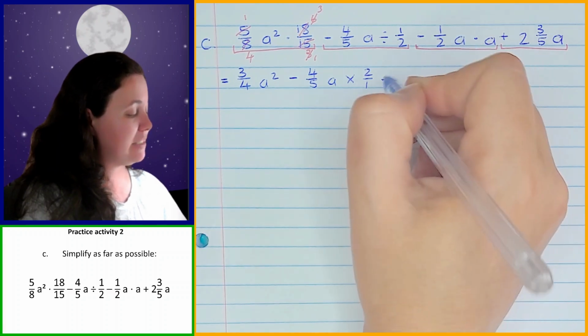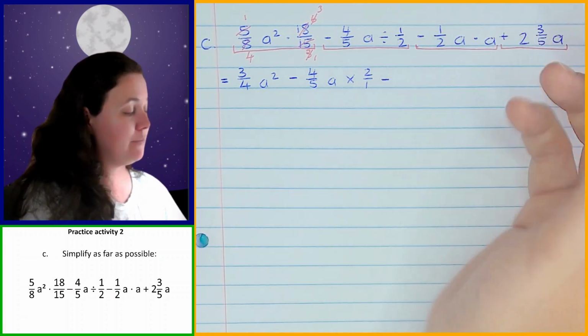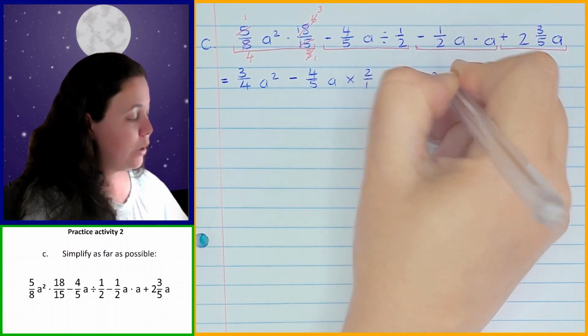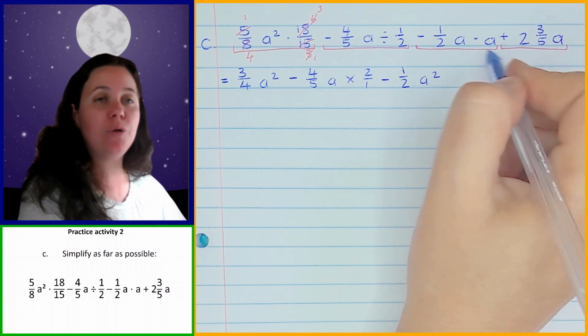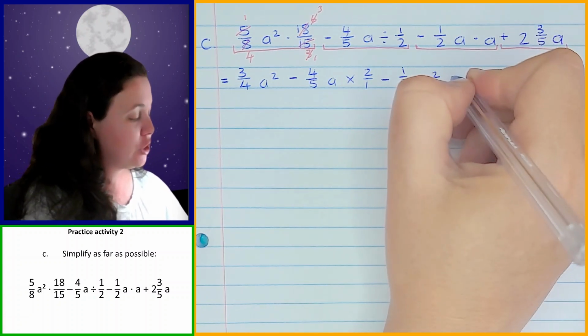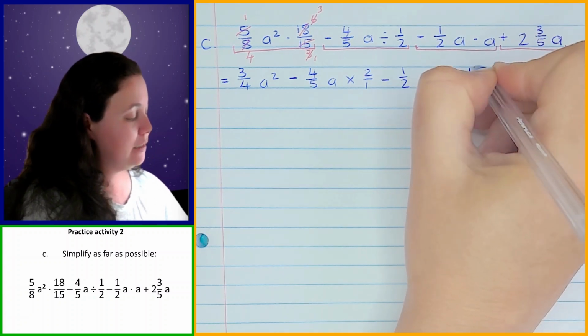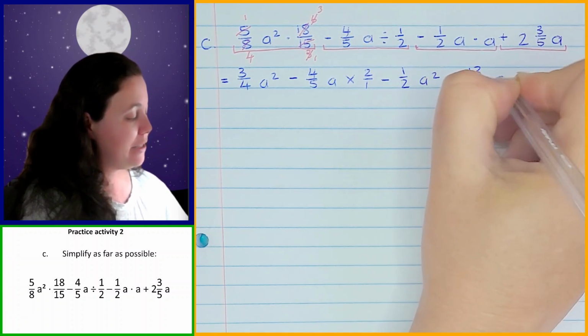So negative times a positive is negative. Then a half times 1 stays a half. And a times a is a squared. And then the last term, the only thing I have to do here is change that to an improper fraction. So it's going to be plus 2 times 5 is 10, plus 3 is 13 over 5. And that is a over there.